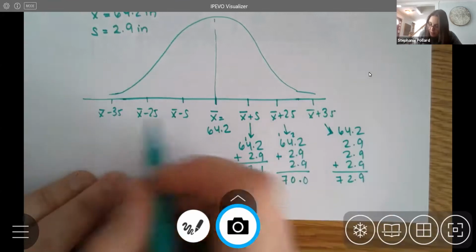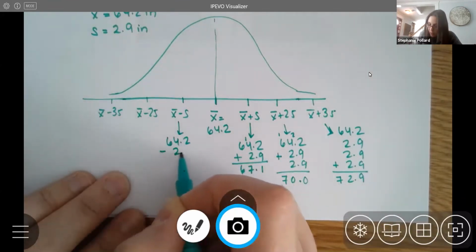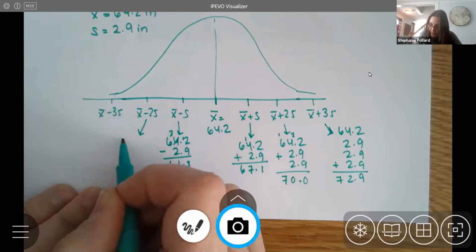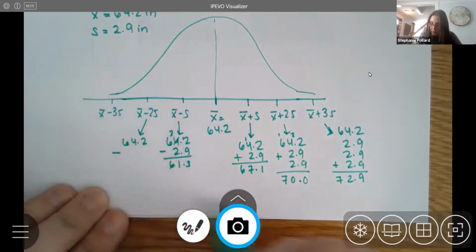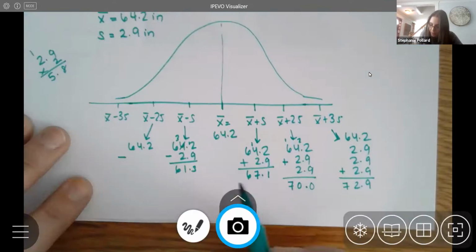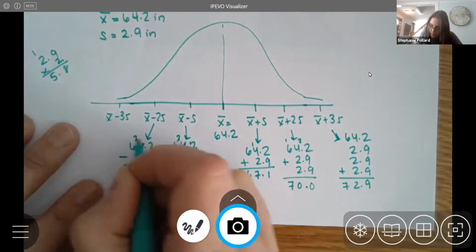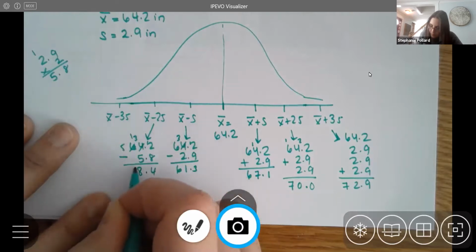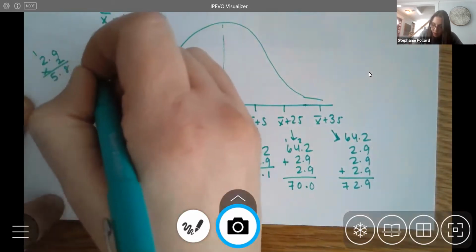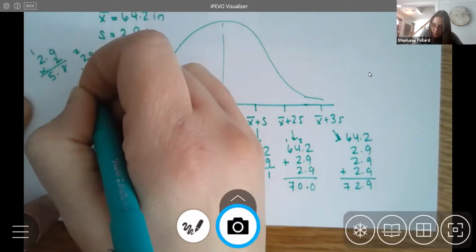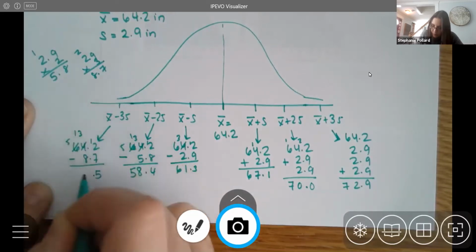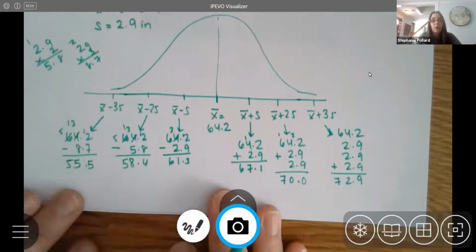And I'm going to do the same thing going the other way. So I'm going to take that 64.2 and I'm going to minus 2.9. And of course, you can use your calculator here. And then I'm going to take that 64.2 and I'm going to minus now 2 of those, right? So I'm going to actually multiply this out. I'm minus 5.8 here. I get 58.4. And then for the last one here, I'm going to take that 64.2 and I'm going to minus 3 of these. And I have 55.5. These are all in inches.